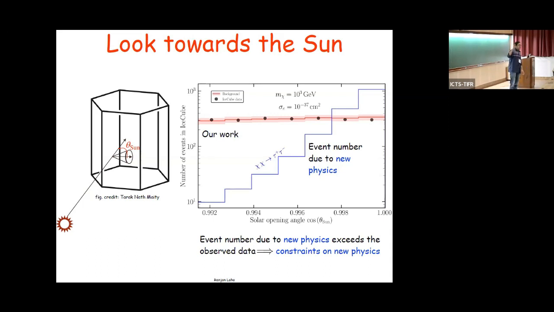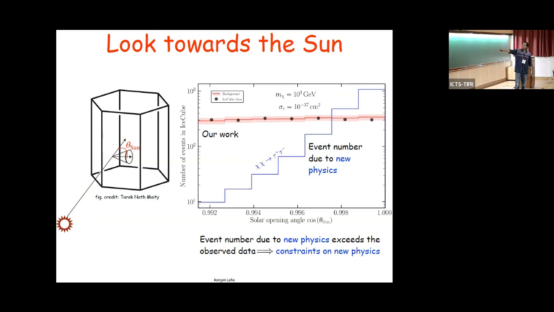The sun is 1 degree on the sky. As I said, at these energies, the angular resolution of IceCube is 5 degrees. So effectively, it's a point source for IceCube. So you can do this in more detail. What you can plot is the number of events in IceCube on the x-axis, and the solar opening angle, cos theta sun, on the y-axis.